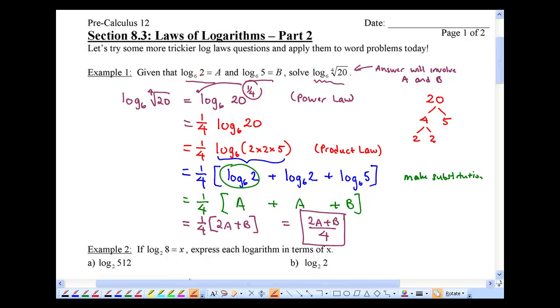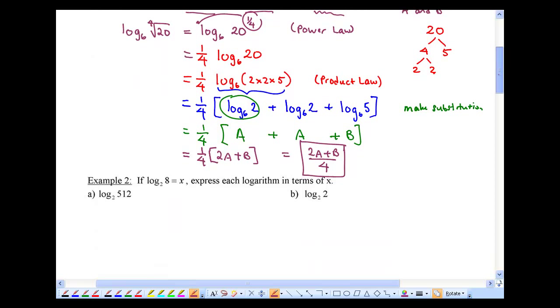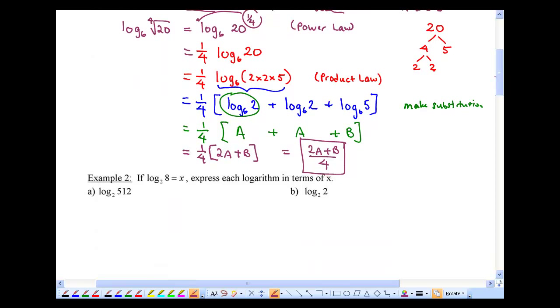There you go. Now, example number 2 is very similar, except this time there's no A and B, it's the letter x. I want you to try the same kind of idea to see if you can simplify and write each of these expressions in terms of x. So example number 2: if log base 2 of 8 equals x, express each logarithm in terms of x.